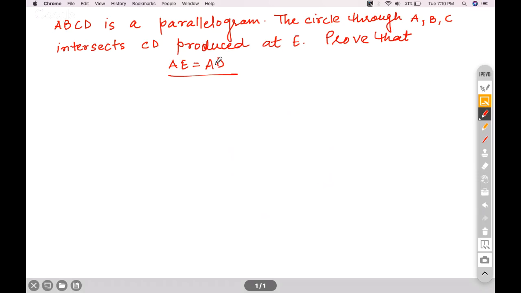So, what needs to be done in this question? Try to understand: ABCD is a parallelogram. So, let me draw ABCD. Now, CD is produced at E. So, this is point E.